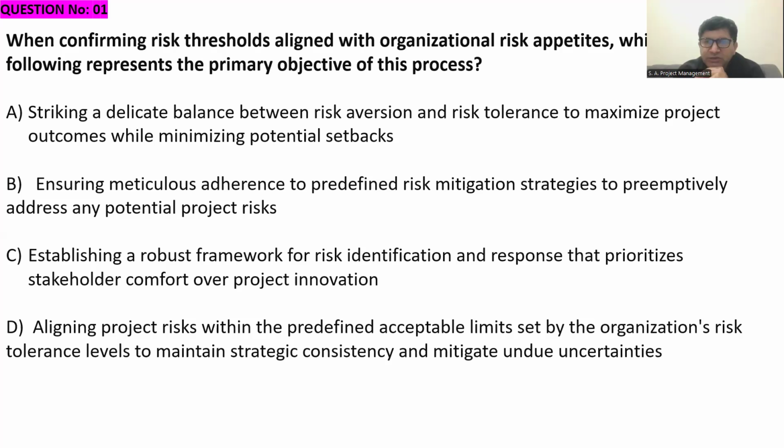Okay. And C. What do you think about C, Usman? Establishing a framework for identification and response that prioritizes stakeholder comfort over project innovation. Sir, in regard to option C, it doesn't say anything about risk threshold. What I perceive is that they are establishing a framework which will try to identify every risk and try to respond to every risk that will be prioritized by stakeholders, not by a policy or a risk threshold.